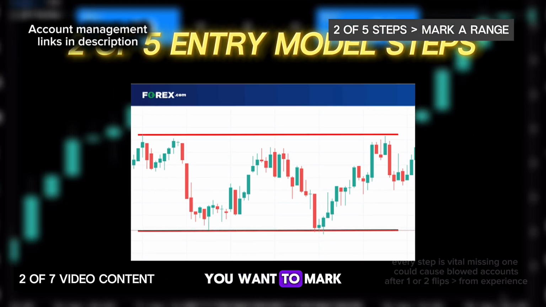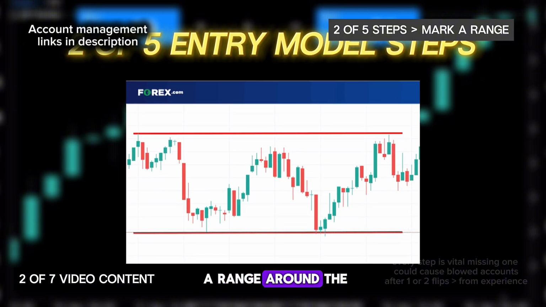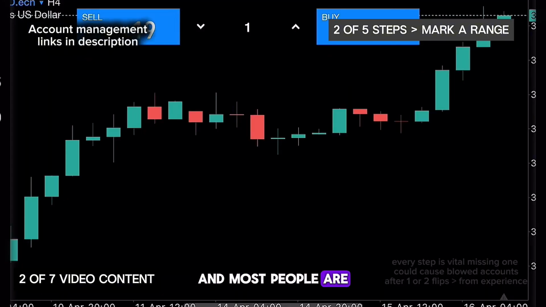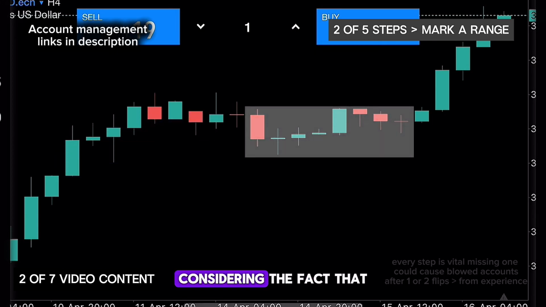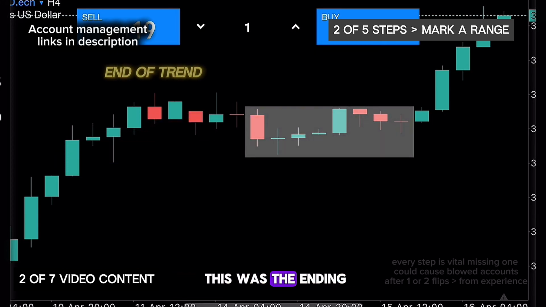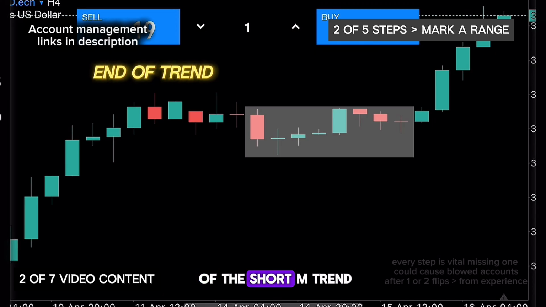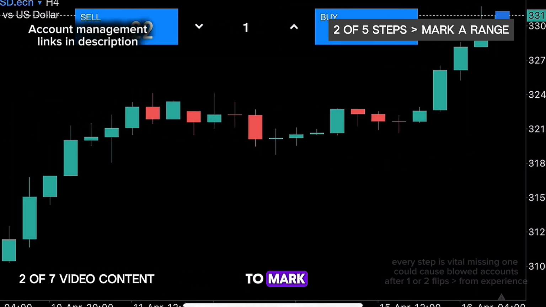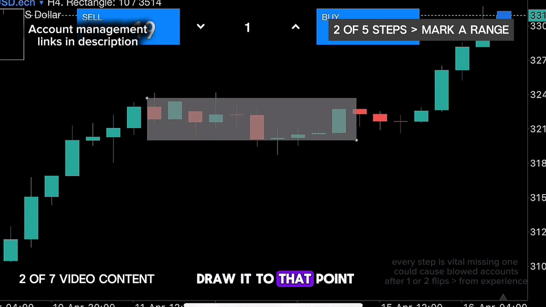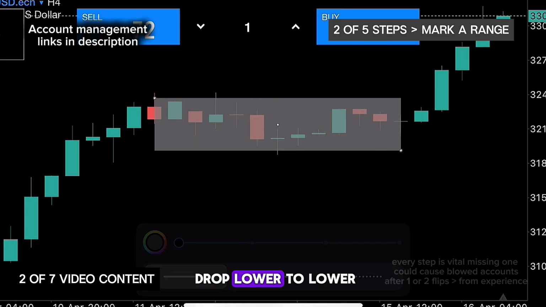Then two, you want to mark a range around the 3 candles, and most people are going to mark this point here, but that's the wrong place to mark, considering the fact that this was the ending of the short term trend. Like you can see, price was going up and then the trend ended with this red candle. So it is this red candle that you are going to mark, and you are going to draw it to that point here. After that, you drop to a lower time frame.